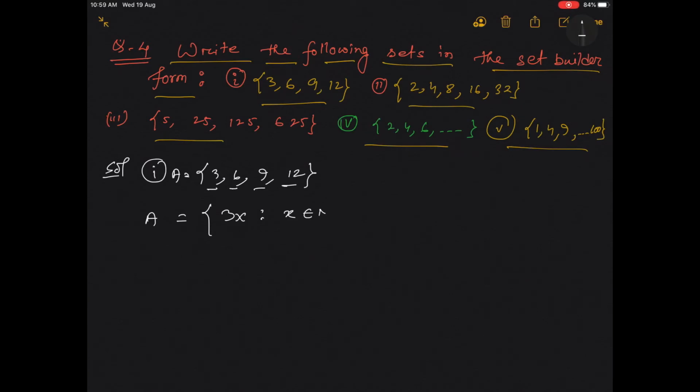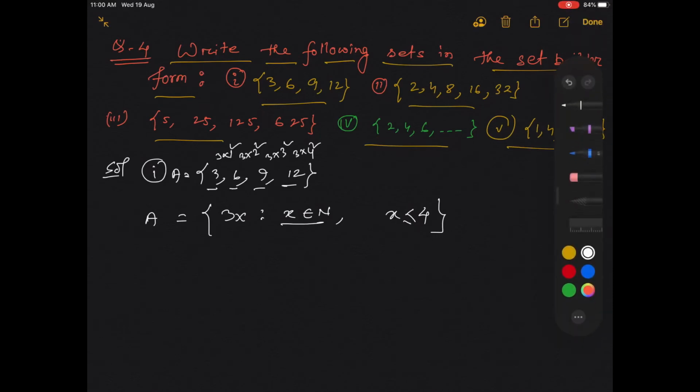x is a natural number N, and x, here you see, 3 1s are 3, 3 2s are 6, and 3 3s are 9, and 3 4s are 12. So x must be a natural number 1, 2, 3, 4, which is less than or equal to 4. Okay, so we can represent this set in the set builder form like this. Okay, hope you have understood this. Now let me clean this part.